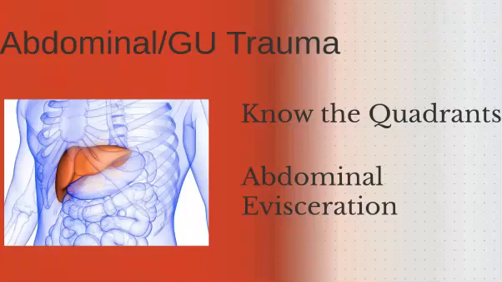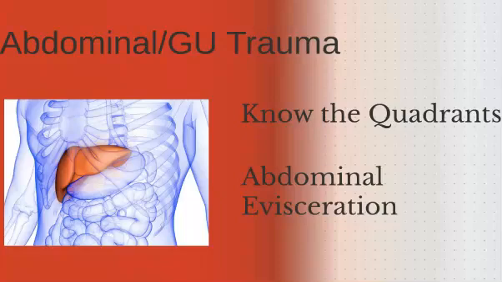So the upper right quadrant, remember we said it houses the liver. It's one of the most frequently injured organs in any type of abdominal trauma. And so, of course, if you have a patient who is stabbed in that upper right quadrant, be careful because it could be the liver. It's very vascular. So remember that when it comes to abdominal trauma.